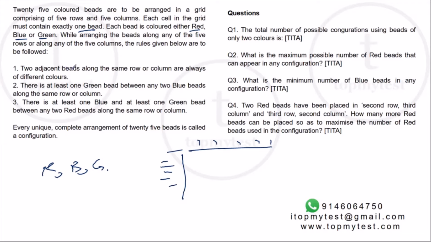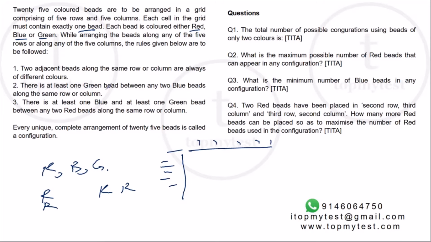Okay, what are the rules? 2 adjacent beads along the same row are always of different colors. So you cannot have 2 reds in a row or 2 reds in a column. If one is red, the next one has to be either green or blue. It cannot be red again. Similarly, when traversing along the columns also. Same for green and blue also.